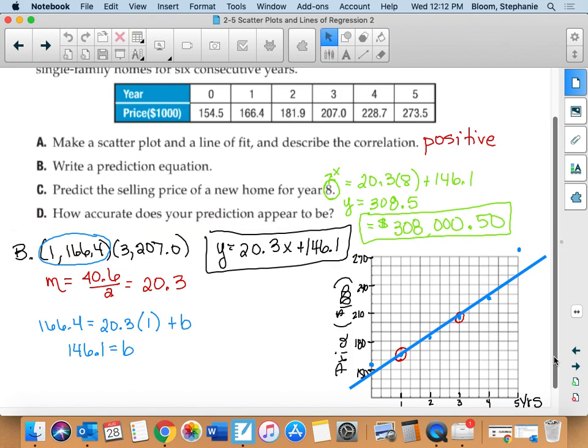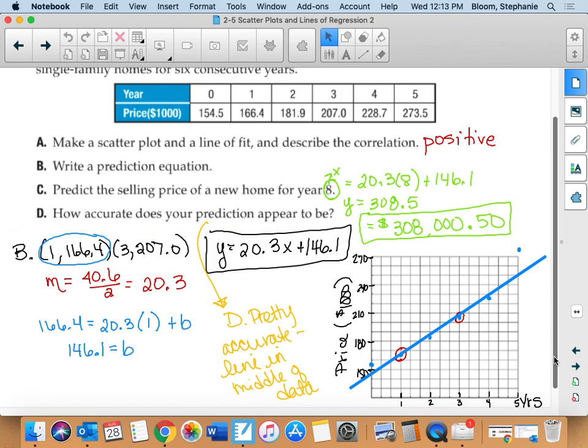And then lastly, D, how accurate does your prediction appear to be? Let's do this down here. And I would say pretty accurate because the line is in the middle of our data, which is the goal. Always trying to get it in the middle of your data. Okay?